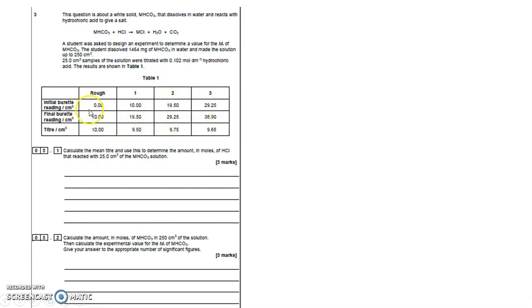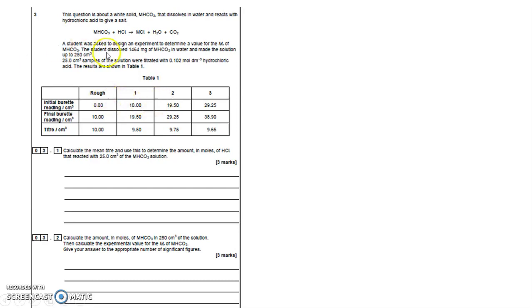Okay, first of all, let's have a look at the titres. It's what they start off with on the initial reading on the burette, the final reading on the burette, and they've subtracted the two to give the amount of hydrochloric acid that's been added. In the rough titre, 10.00, then 9.75 on the first one, 9.50 on the second one, 9.75 on the second one, and 9.65 on the third one.